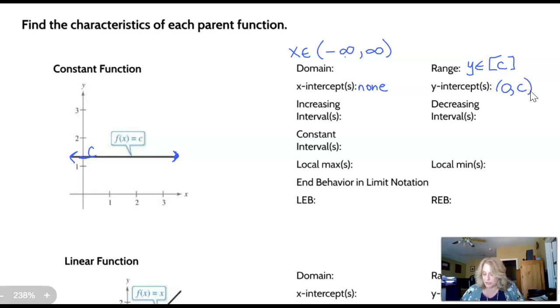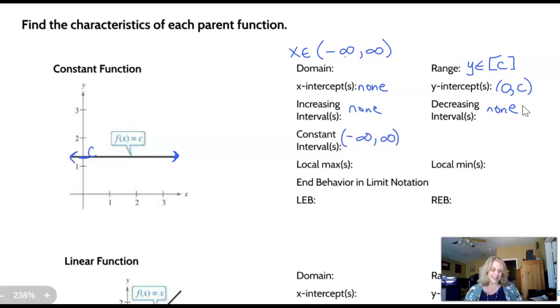Then, if we talk about increasing, decreasing, and constant, remember you put your pencil on the far left of the graph and you go towards the right. And as you're going towards the right, what is the y value doing? Well, in this case, it's not changing. It's staying the same. So we would say that it's constant over this whole domain. So it's going to be constant from negative infinity to positive infinity. And it's never increasing and it's never decreasing.